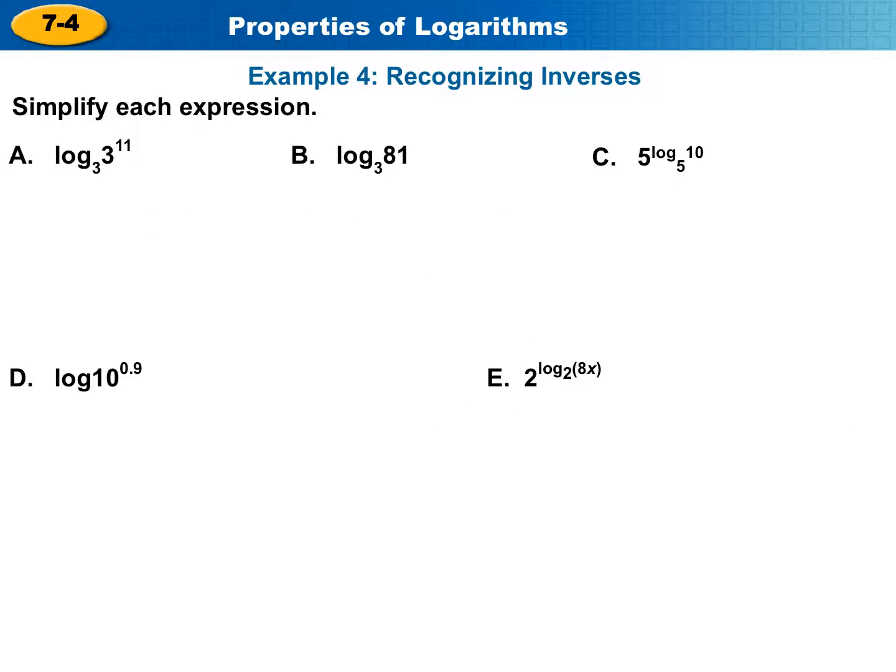So when you recognize log base 3 to the 3, that would cancel out. We're just left with 11. That saves us the step of moving it out to the front and then simplifying. So our answer here is 11.